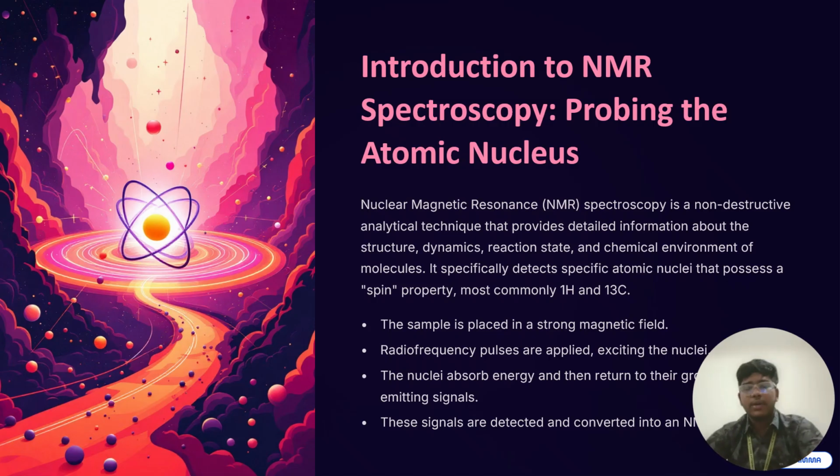Now we are explaining about NMR spectroscopy. NMR spectroscopy probes the atomic nucleus. NMR is known as nuclear magnetic resonance spectroscopy. NMR spectroscopy is a non-destructive analytical technique that provides detailed information about structure, dynamics, reaction state, and chemical environment of molecules. It specifically detects atomic nuclei that possess a spin property, most commonly 1H and 13C.